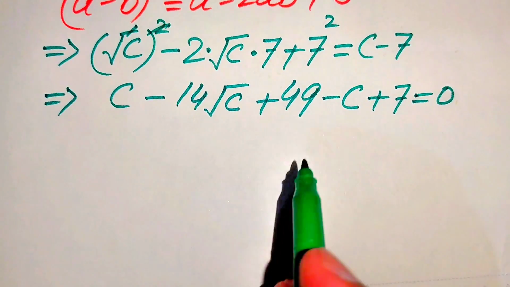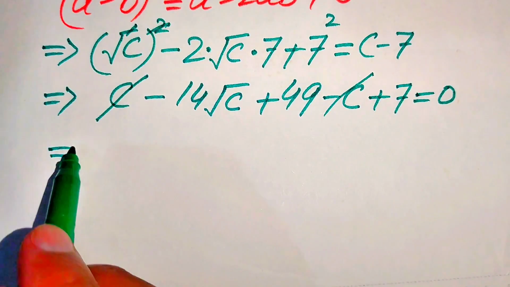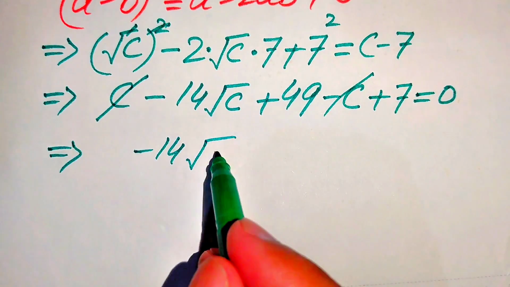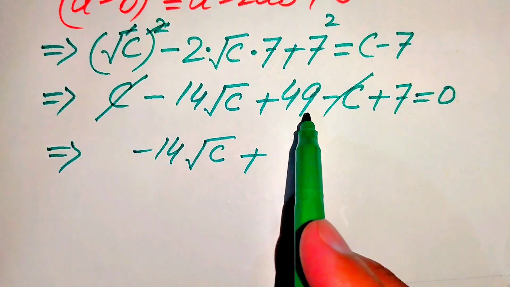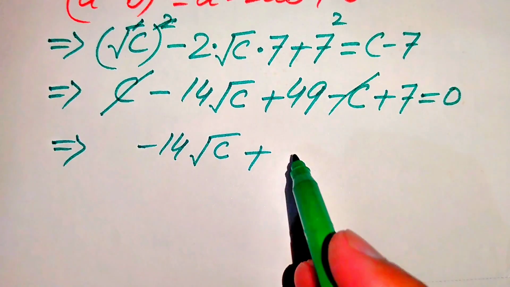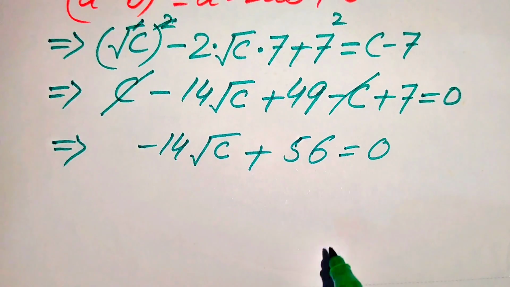Now in the next step, you see the positive c and negative c are gone, and we get minus 14 times the square root of c plus, here we have 49 plus 7, and 49 plus 7 is equal to 56, and this whole equation is equal to 0.